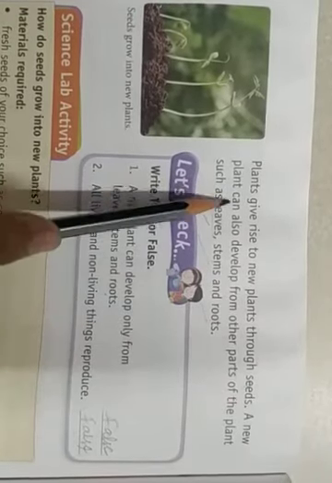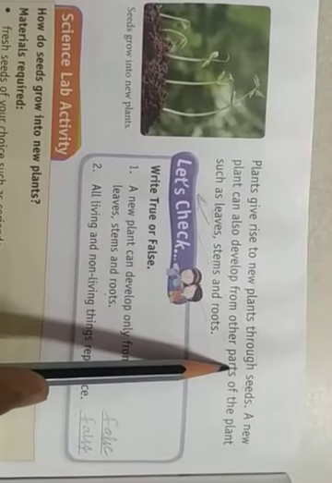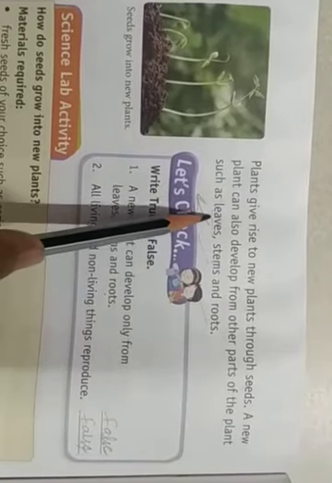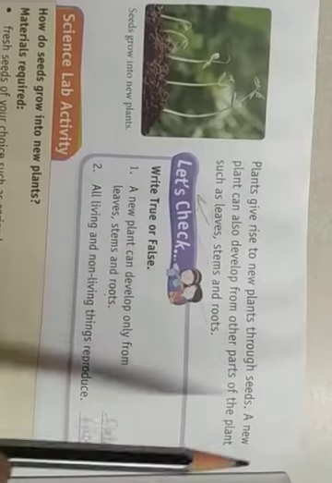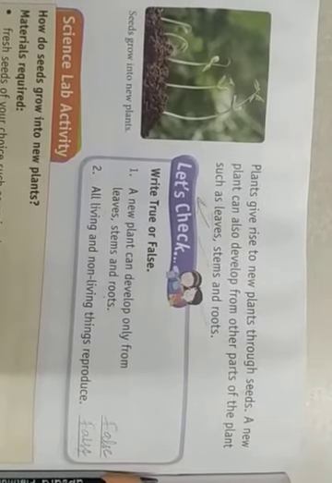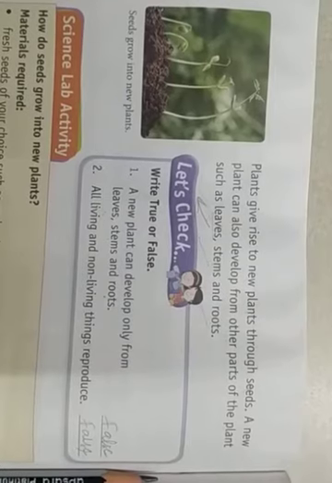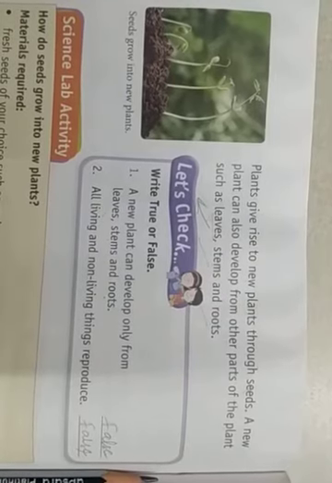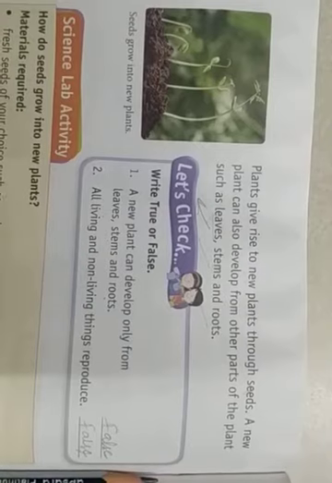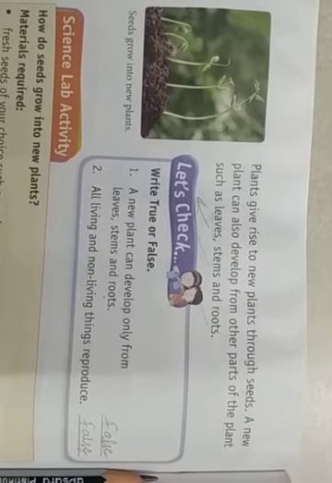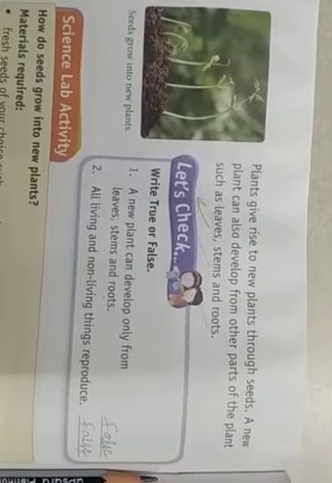A new plant can also develop from other parts of the plant, such as leaves, stems and roots. For example, a rose plant will not produce seeds, so if you want to plant it, you need to take one stem and put it in the soil, and give it water, air and sunlight. If they get enough, then it grows into a new plant with the help of the stem.